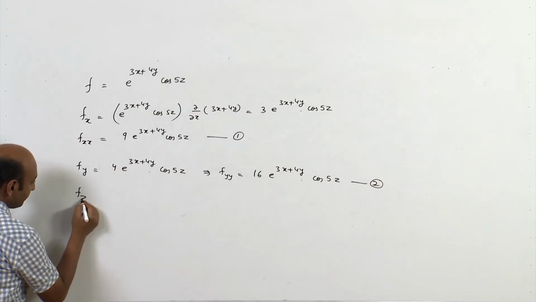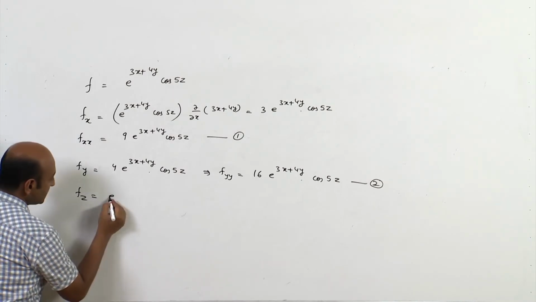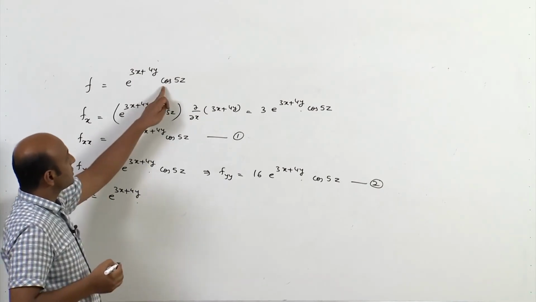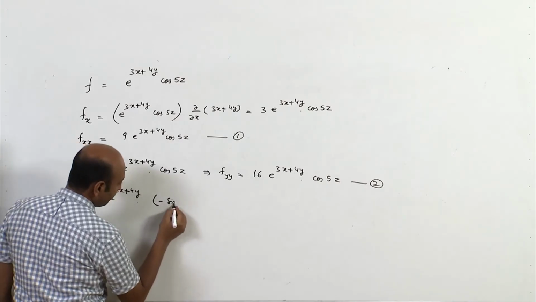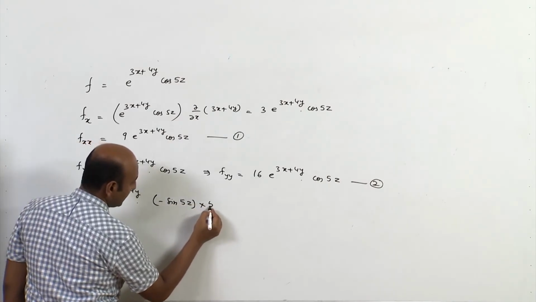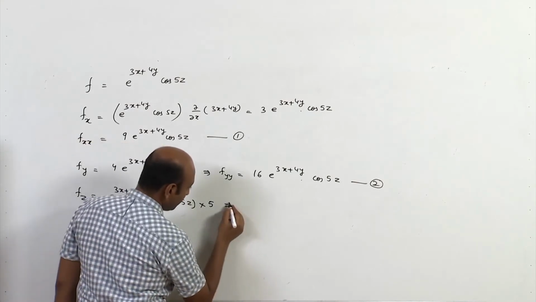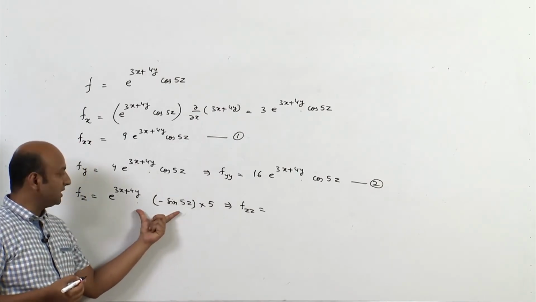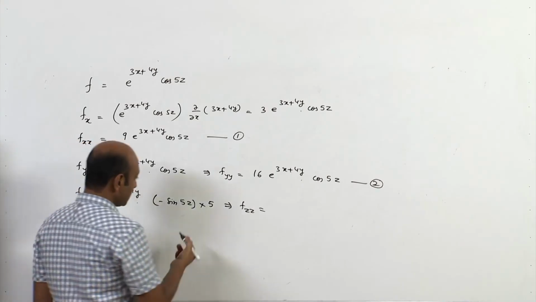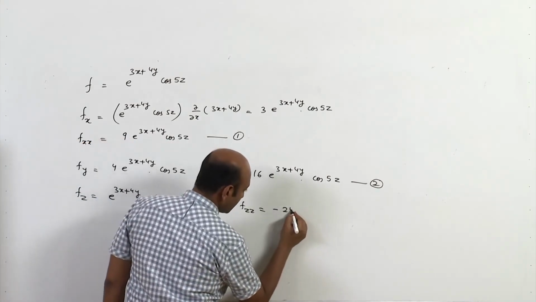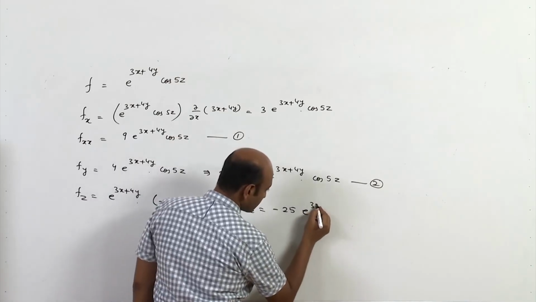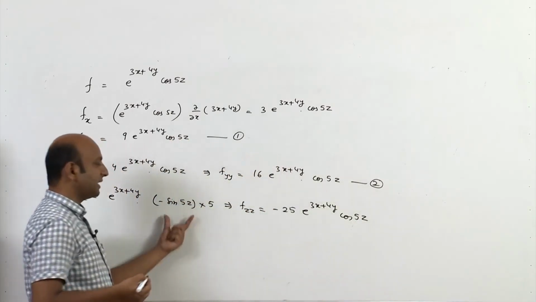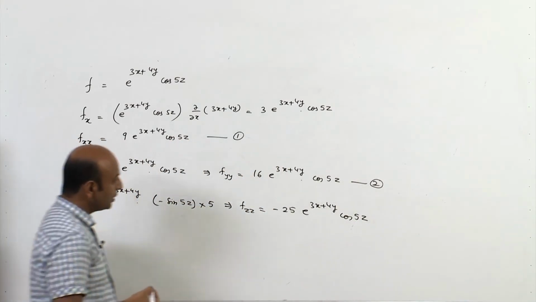Now, what is f z? F z is, now this is free from z, remains as it is, the derivative of cos t is minus sin t and t again, which is 5. And this implies f z z will be, now differentiate this again partially with respect to z. So, what we will obtain? This is 5 into 5 is 25, minus 25 e raised to power 3x plus 4y into cos 5z, because the derivative of sine is cos. So, this is the third equation.